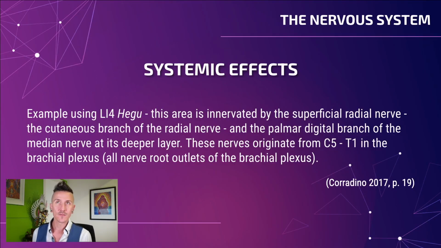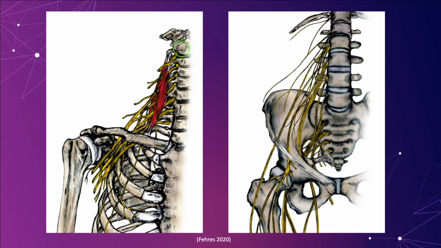This area is innervated by the superficial radial nerve, the cutaneous branch of the radial nerve, and the palmar digital branch of the median nerve at its deeper layer. These nerves originate from C5 to T1 in the brachial plexus, which is essentially all of the nerve root outlets of the brachial plexus. If we have a look at this again, we've got C1, 2, 3, 4, 5, then 5, 6, 7, and then T1 here. All of these nerves are traveling down and eventually innervating large intestine 4 in the fleshy part between the thumb and forefinger. That is the radial nerve and the median nerve as well.